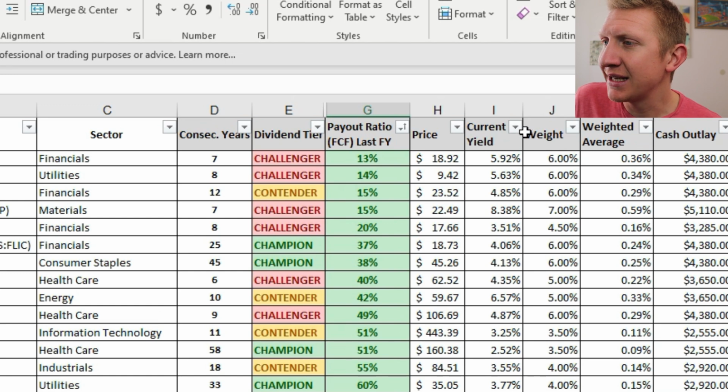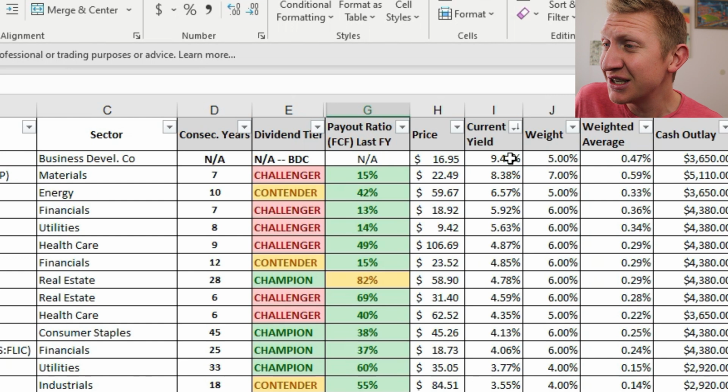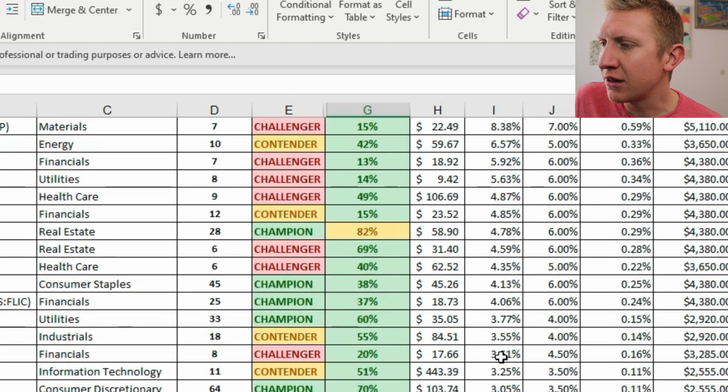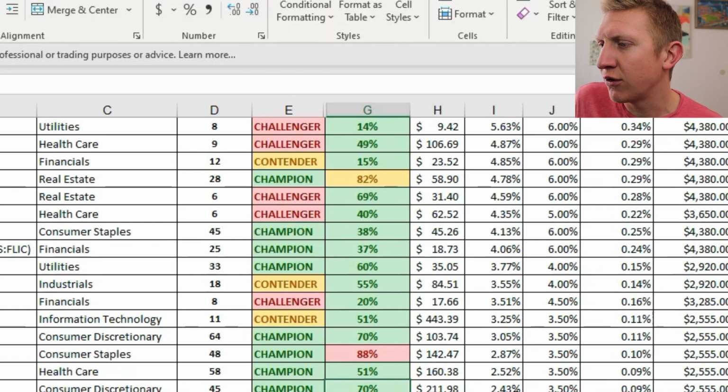If we scroll over here, we can see yield. If I sort by yield from largest to smallest, you can see my largest yielding stock is 9.44% on the yield. Then I've got 8.38 here, 6, 5, 5, 4, 4, 4, 4, 4, 4, 3, 3, 3, 3, and then a few in the twos, 2.43, 2.52, 2.87%.